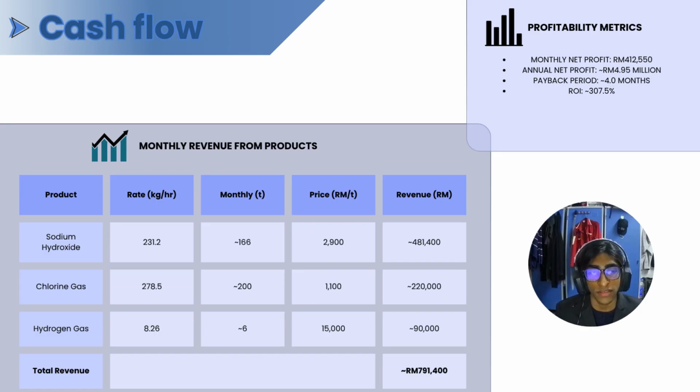Extrapolated annually, this yields a profit of 4.95 million. Based on the initial capital investment, the projected payback period is remarkably short, just 4 months. The return on investment, ROI, is calculated at over 300%, indicating a highly favorable financial outcome. These figures underscore the plant's capital efficiency and the attractiveness of the process as a commercially viable and sustainable industrial venture.